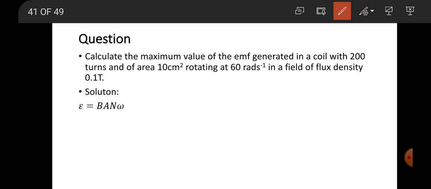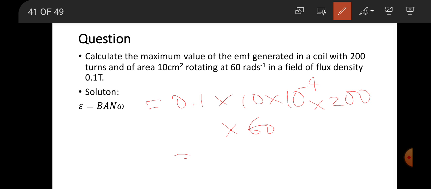Now look at this. Calculate the maximum value of the EMF generated in a coil with 200 turns and of area 10 centimeters square, rotating at 60 radians per second in a field of flux density 0.1 Tesla. So just like we have here, your EMF is BAN omega. Your B is 0.1. The area is 10 centimeters squared. That means 10 times 10 to the power minus 4 meters squared, converting it. The number of turns here is 200, and omega here is 60 radians per second.